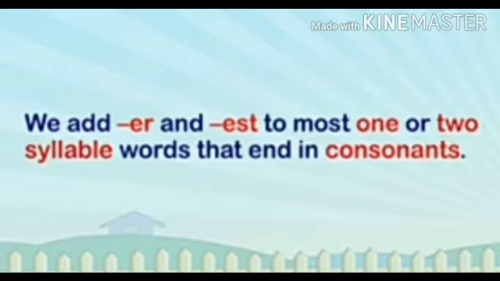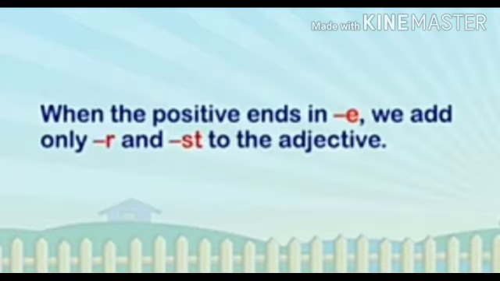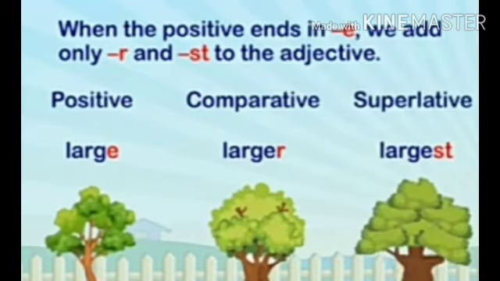The first is we add er and est to most 1 or 2 syllable words that end in consonants. For example, dull, duller and dullest. The next is when the positive ends in e, we add only r or st to the adjective. For example, large, larger, largest.